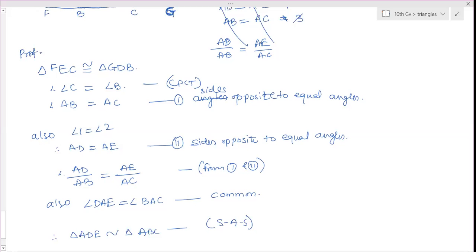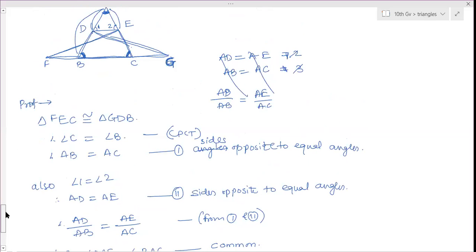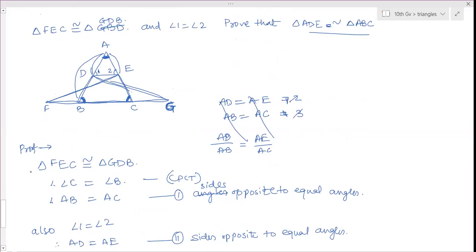This is from the exemplar and is a mostly asked question. This is a very common question. In any one of the papers you will get it. Boards also they have asked.